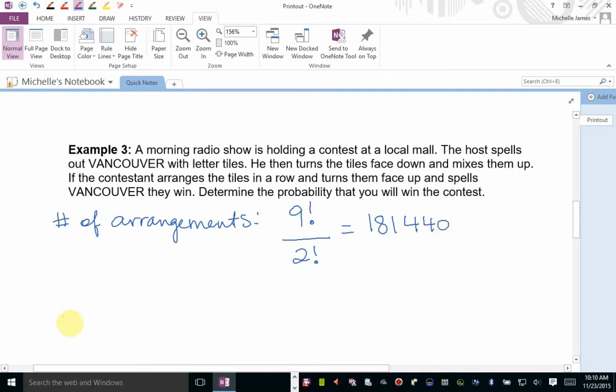So the probability will be 1 in 181,440.